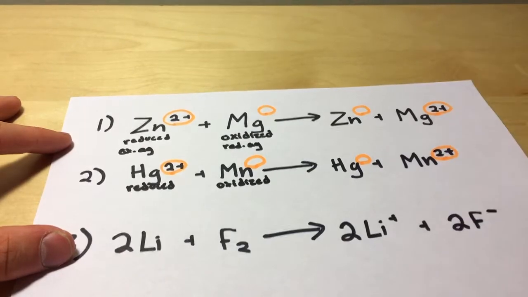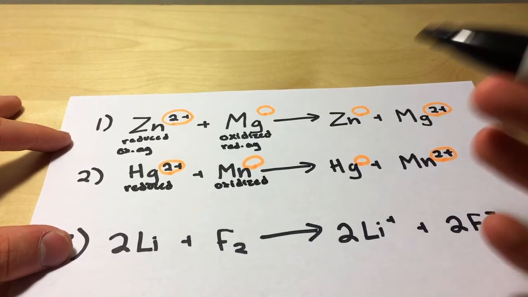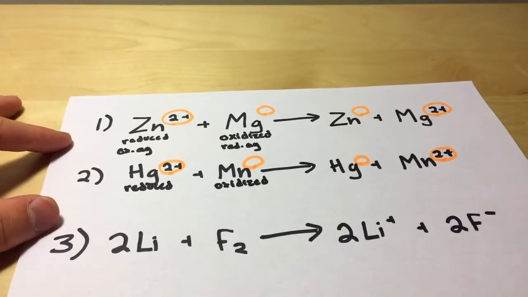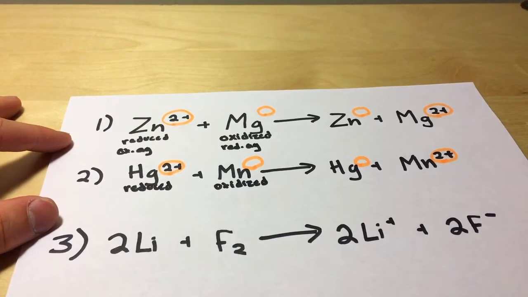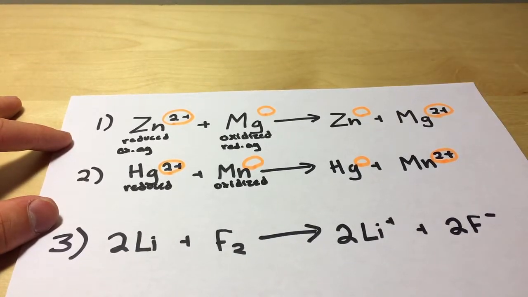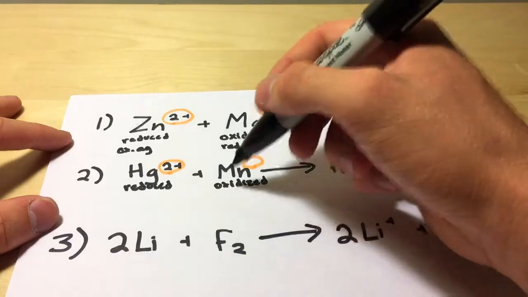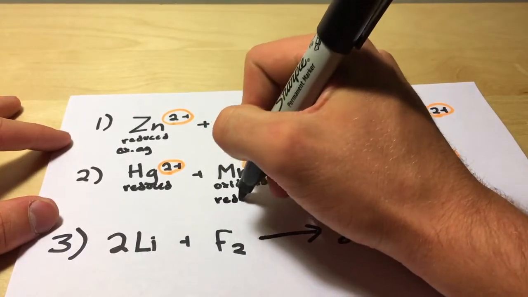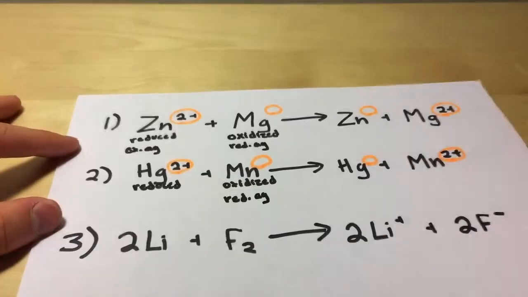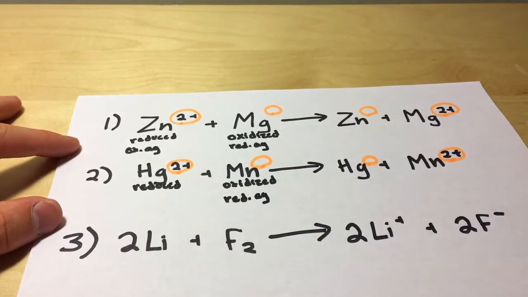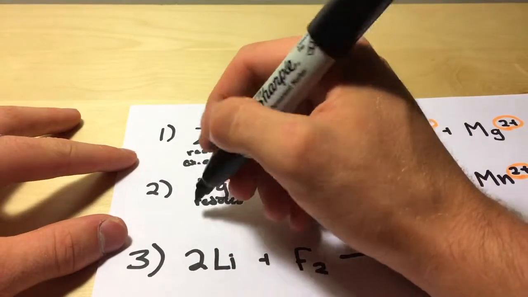Now which one of these is the reducing agent and which one of these is the oxidizing agent? Think back to question number 1 and the rules that we have discussed. Reducing agents are oxidized. So we know that Mn is being oxidized, so it is the reducing agent. And Hg is being reduced, so we know that it is the oxidizing agent.